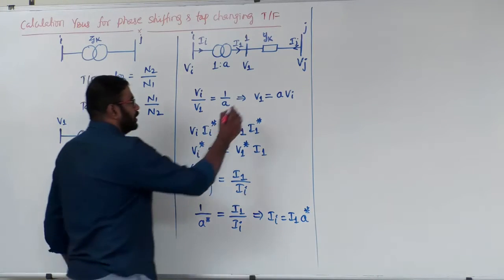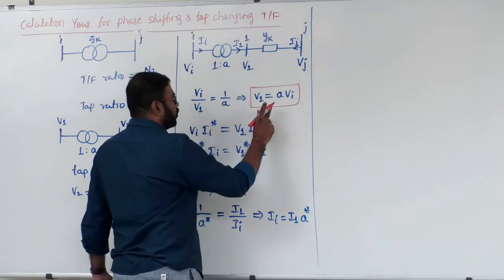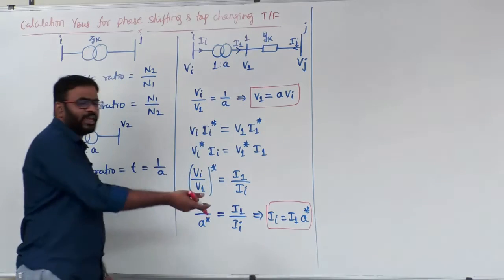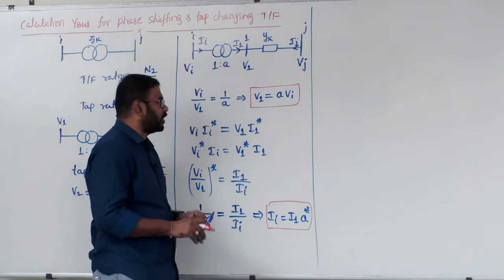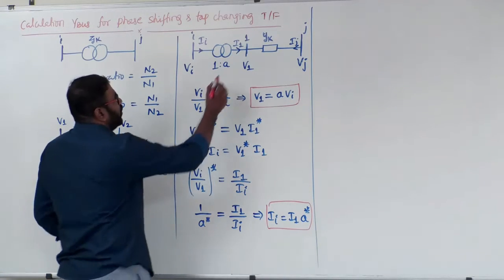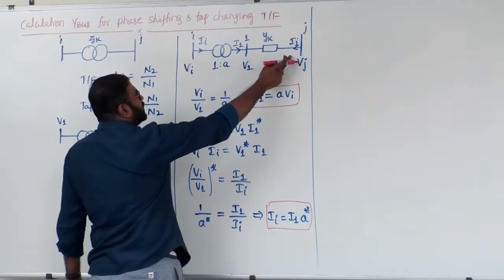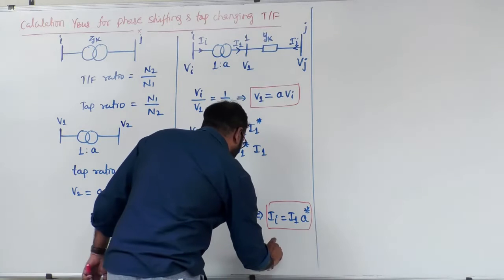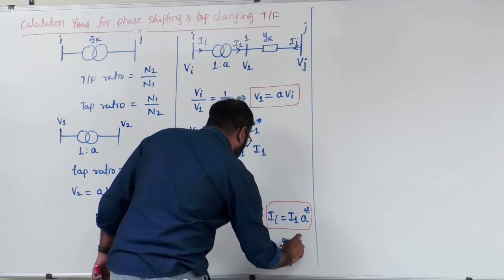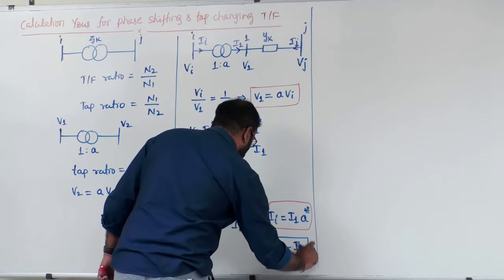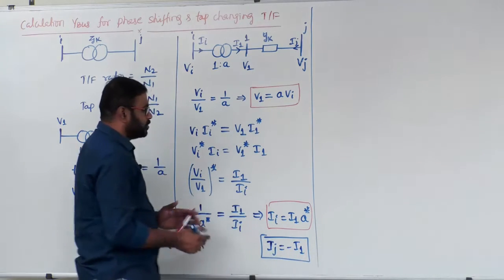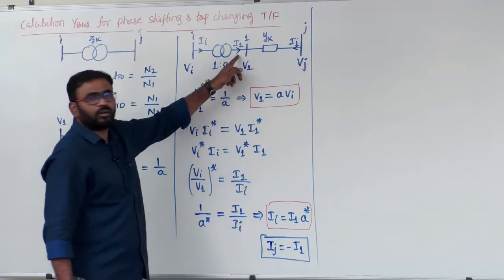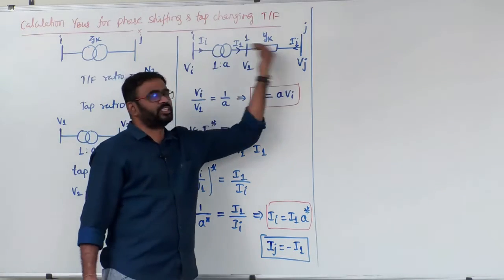See, these two expressions are very important, sir. V1 equal to A times Vi, but I1 equal to Ii by A conjugate, otherwise Ii equal to I1 into A conjugate. And one more important expression: what is the relation between I1 and Ij? Ij equal to minus I1. Correct or not? Ij is equal to minus I1, because I1 is in this direction and Ij is in this direction.